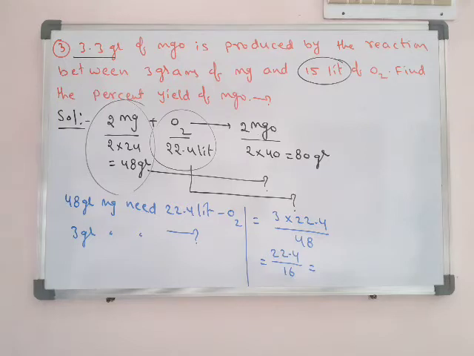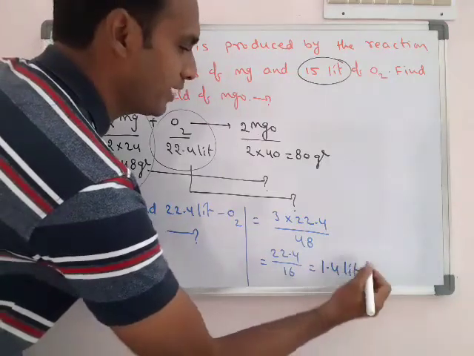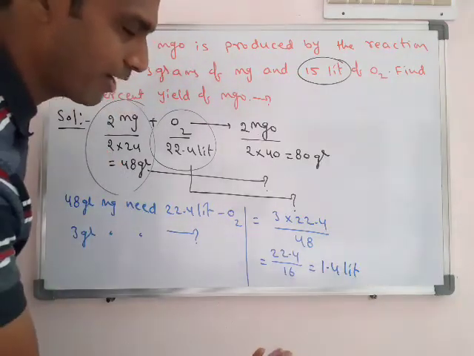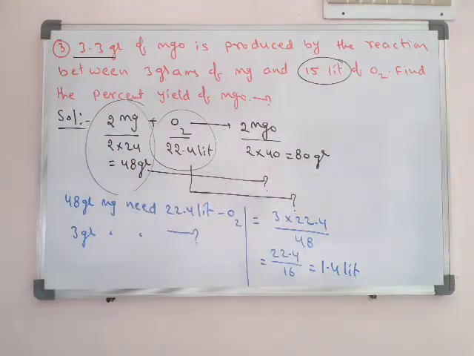So 22.4 divided by 16, there is only 1.4 liters. Okay? Just 3 grams requires only 1.4 liters. So 1.4 liters, but it is given how much? It is given 15 liters.